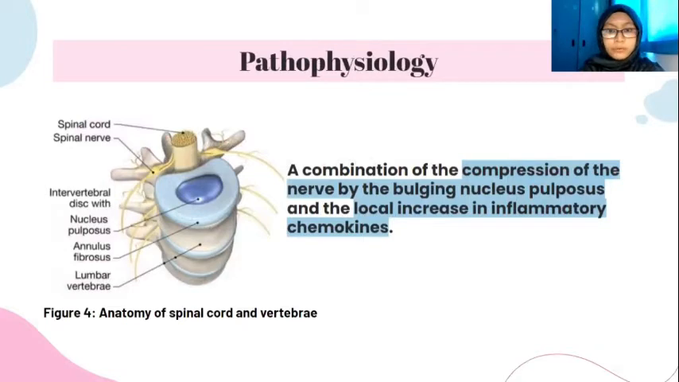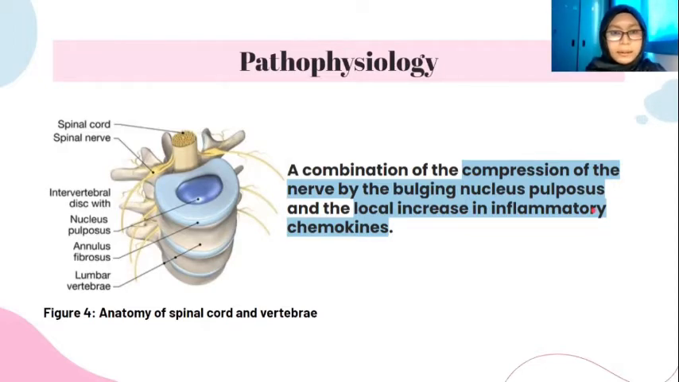The pathophysiology of HNP is believed to be a combination of the compression of the nerve by the bulging nucleus pulposus and the local increase in inflammatory chemokines, which initiates the inflammatory response and regulates the host defense against pathogens, mediating the innate immune response.